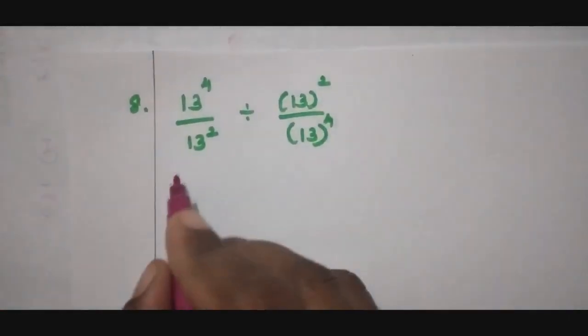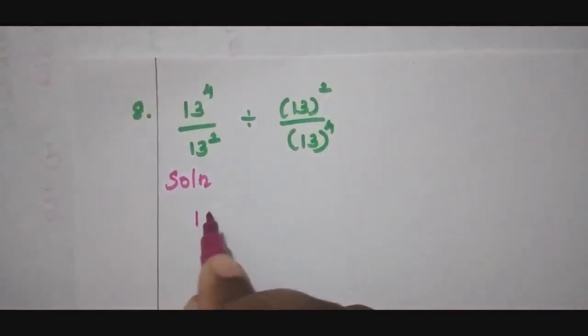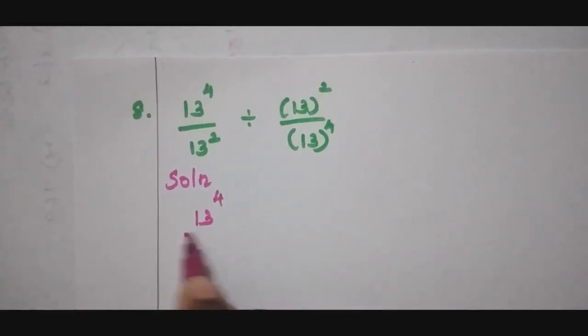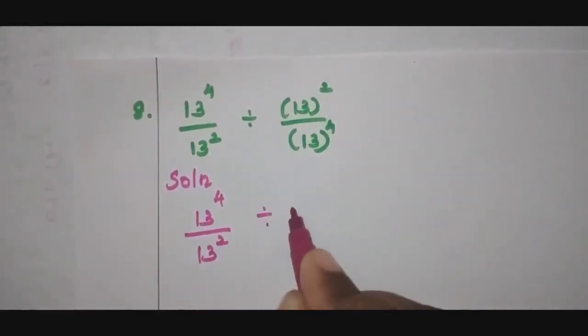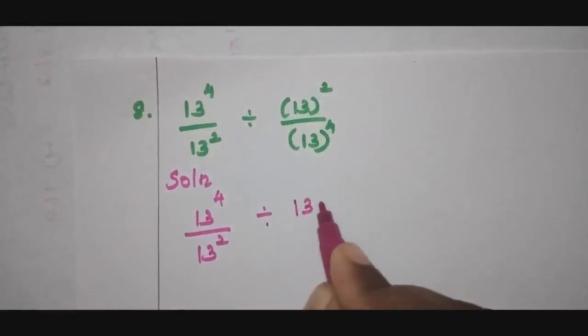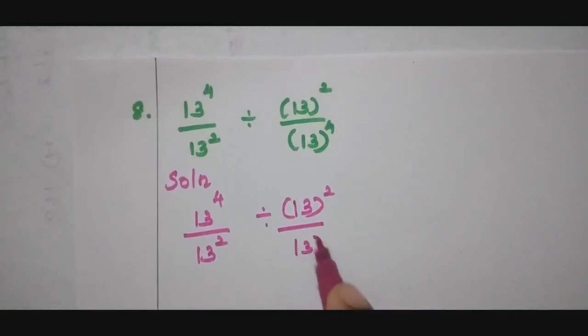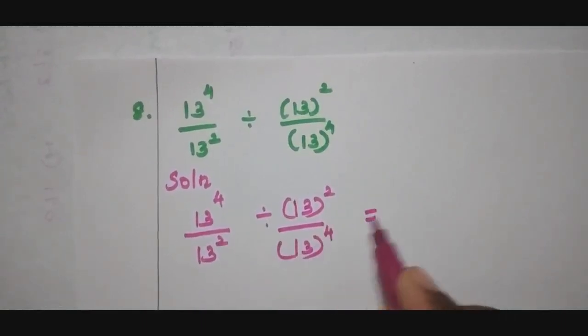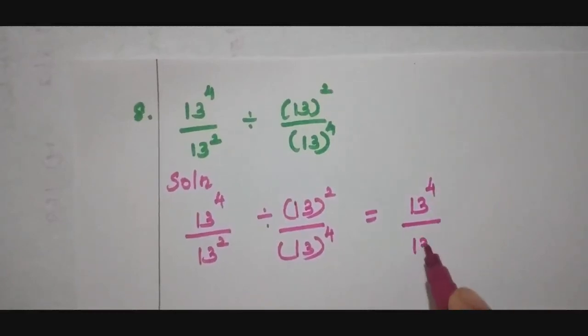Next question. 13 power 4 by 13 power 2 divided by 13 power 2 divided by 13 power 4. 13 power 4 divided by 13 power 2.